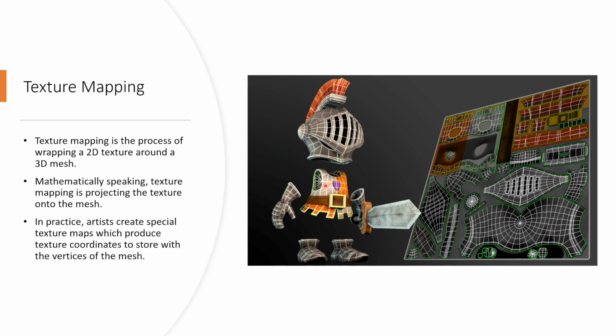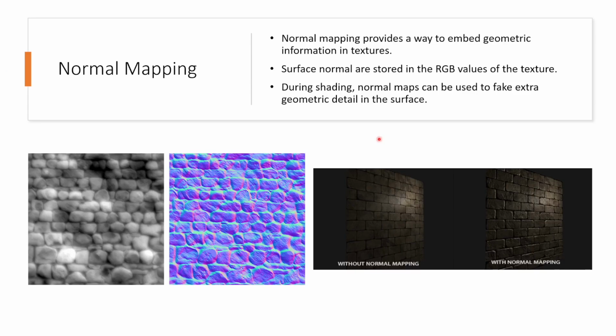In practice, with every single vertex, there's a corresponding texture coordinate which maps to a point on the texture for the mesh. As you can see here, this portion of the texture corresponds to the little faceplate of the knight. Now, normal mapping is a really important key concept in computer graphics. Rather than using textures to store color information about the surface, we store geometric information. The idea is that for each point on the texture, we are utilizing the RGB values of the texture to store a surface normal.